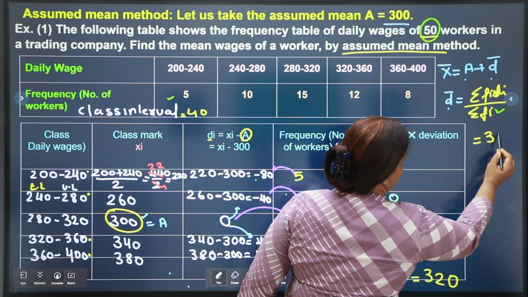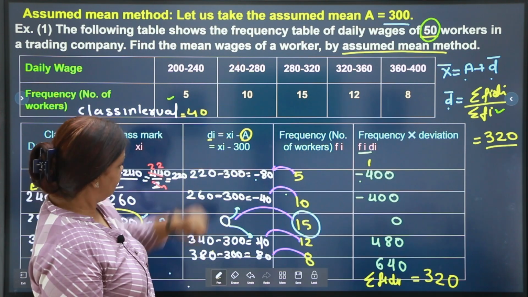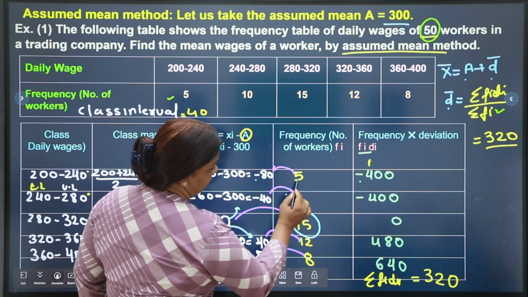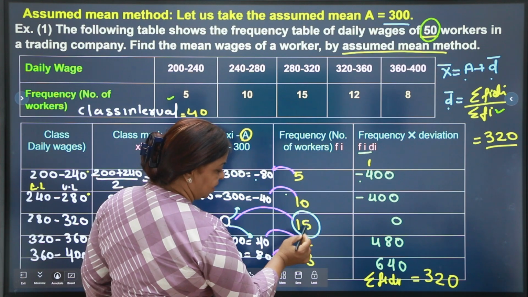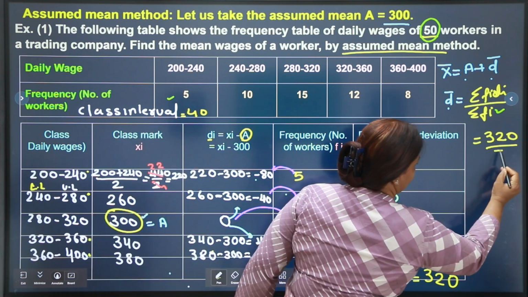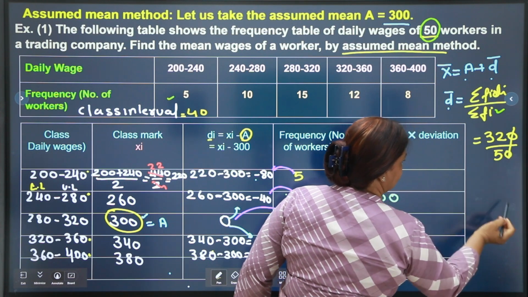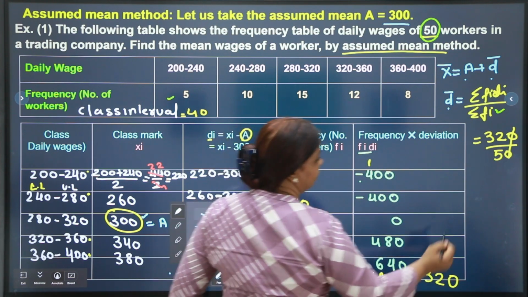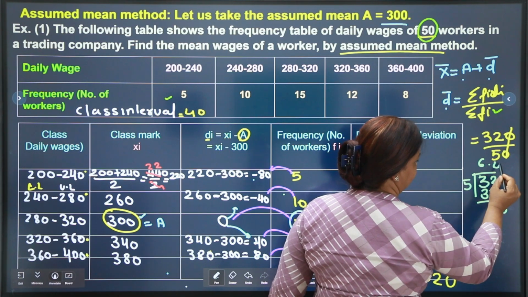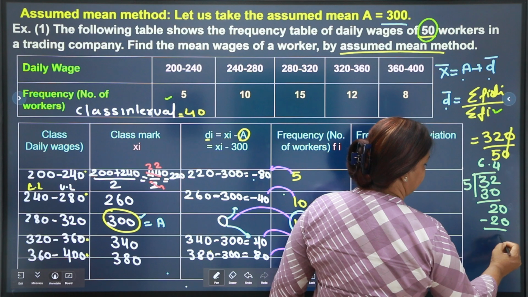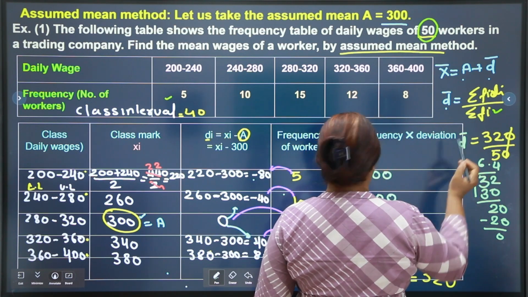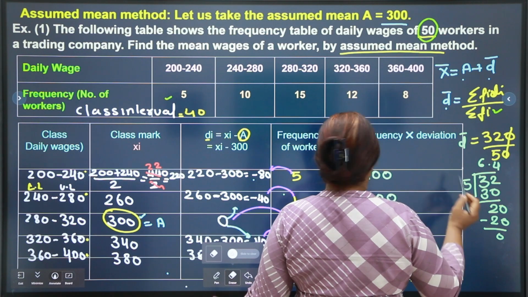Let us write here 320 upon 50 workers. If we add frequency all, we will be getting 50. See, 5 plus 10 is 15, 15 plus 15 is 30, 12 plus 8 is 20, 20 plus 30 is 50. So 50, 0 and 0 cancel. 32 divided by 5. If I divide 32 by 5, 5 6s are 30, 5 4s are 20. That would be 6.4. So this is bar D, and bar D value we got is 6.4.